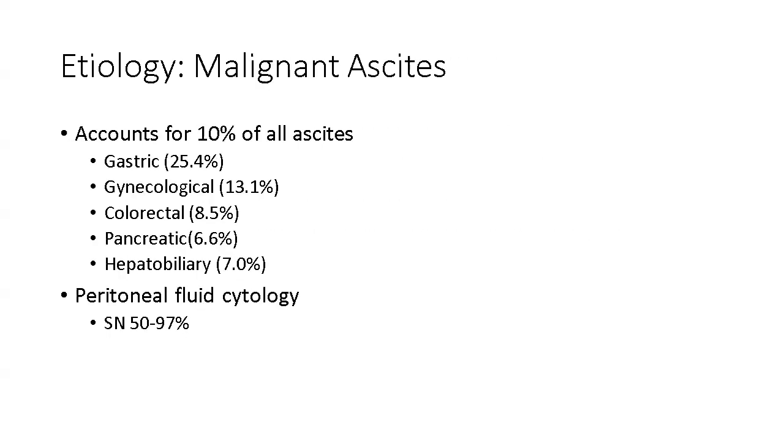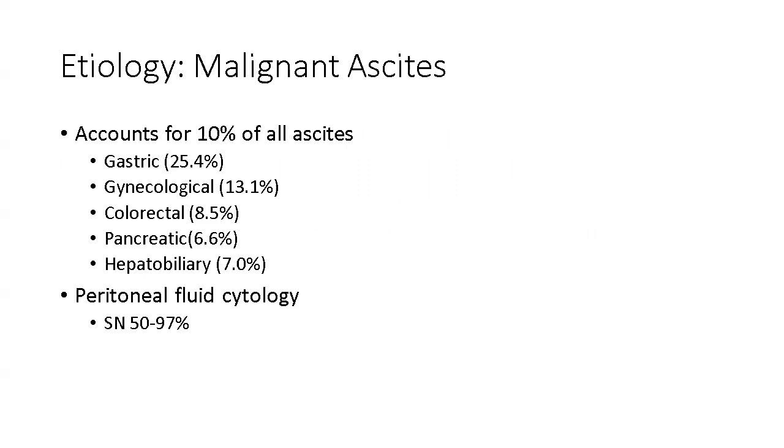So cirrhosis is our number 1 cause. Malignant ascites is our number 2 cause of ascites. It accounts for 10%. And as you can imagine, just because of proximity, these are mostly going to be gastric or hepatobiliary cancers or gynecologic in origin.